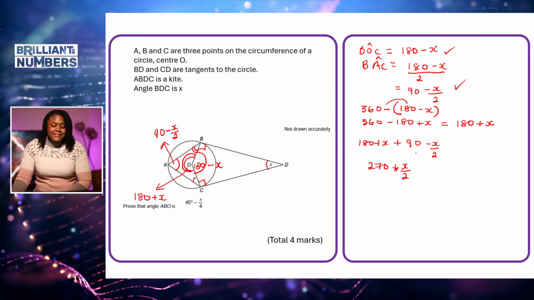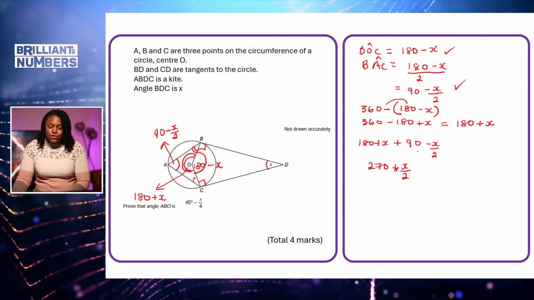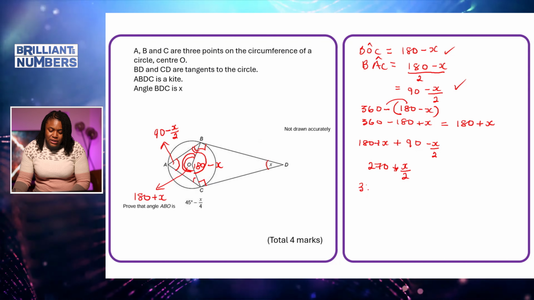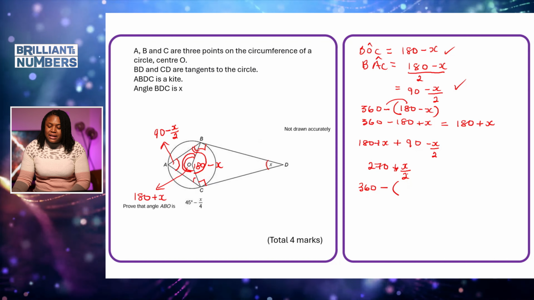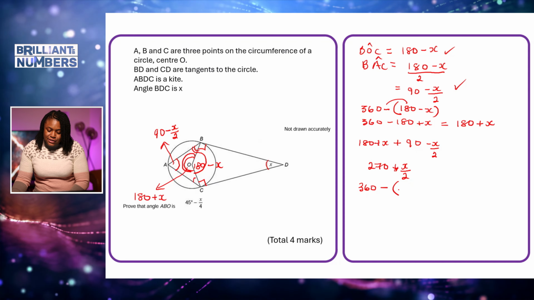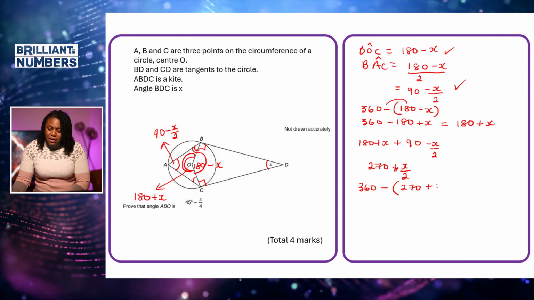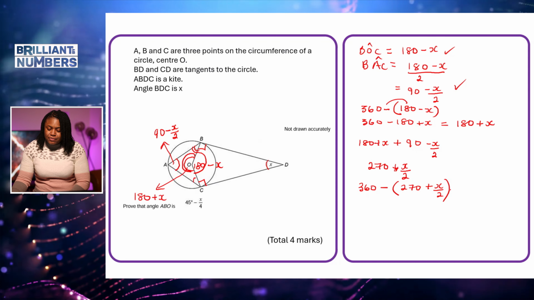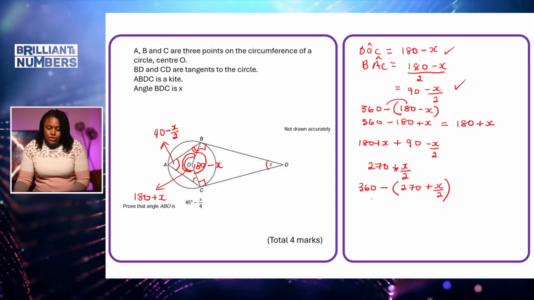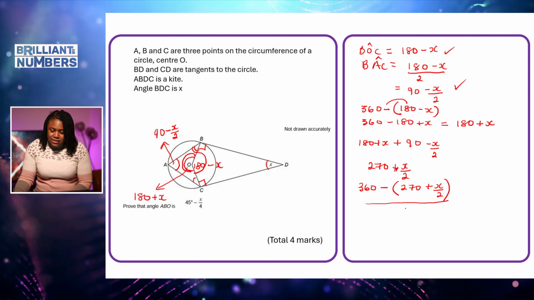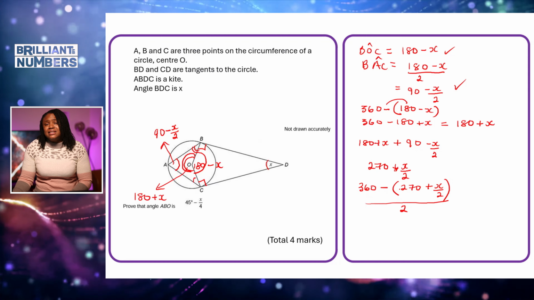We now need to subtract that from 360 and then divide that by 2. So we're going to go 360 degrees, take away, remember what we're subtracting, we put that in bracket. So that's going to be 360 take away 270 plus a half x. And then when we're finished, we're going to divide that by 2. So let me just put division by 2 here, because it's really easy to forget things like these. So it's best to write it first and then come back to deal with it after.